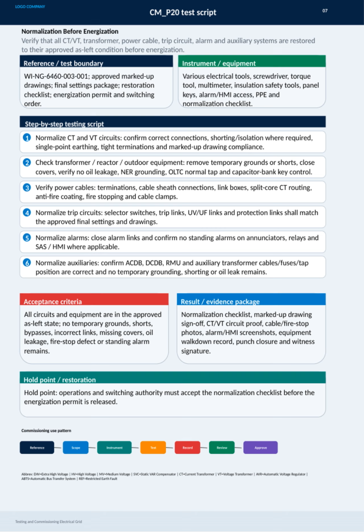The acceptance criteria are that all circuits and equipment are in the approved as-left state with no temporary grounds, shorts, or defects remaining. Documentation is equally important, so we compile the normalization checklist, sign-offs on marked-up drawings, proof of CT/VT circuits, photographs, alarm screenshots, walk-down records, and witness signatures. Finally, before energization, there is a hold point where operations and switching authorities must accept the normalization checklist to release the energization permit. This ensures a thorough, systematic approach to safe and compliant commissioning.